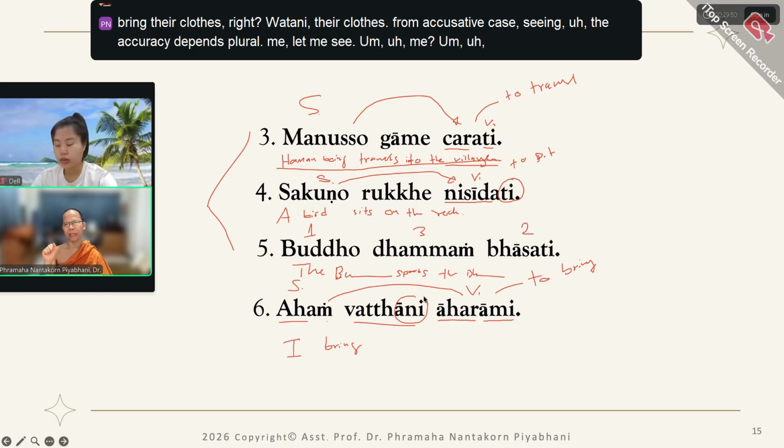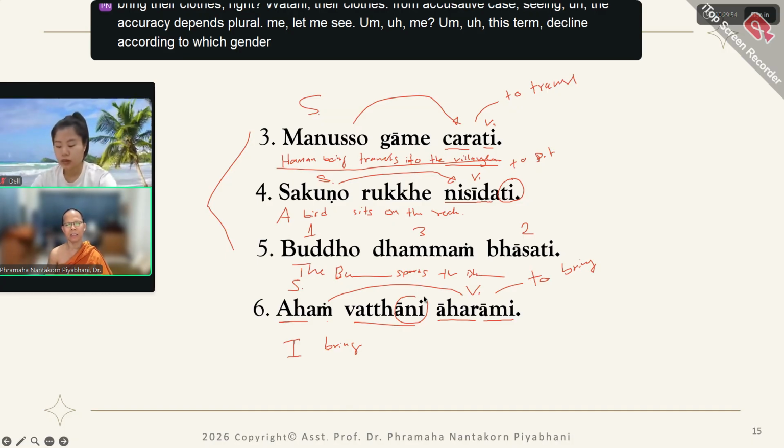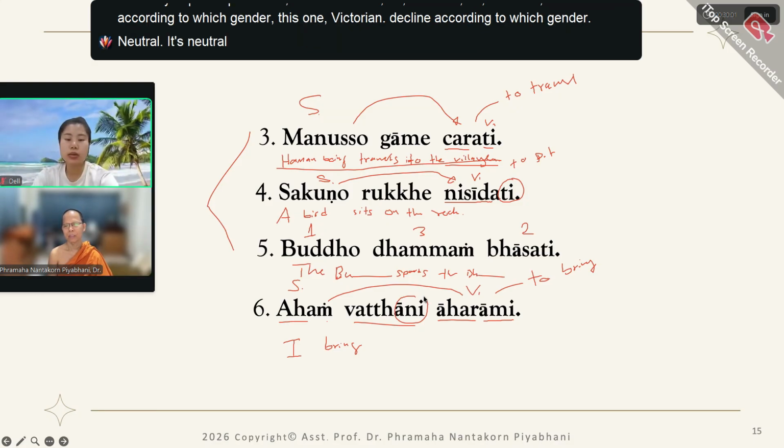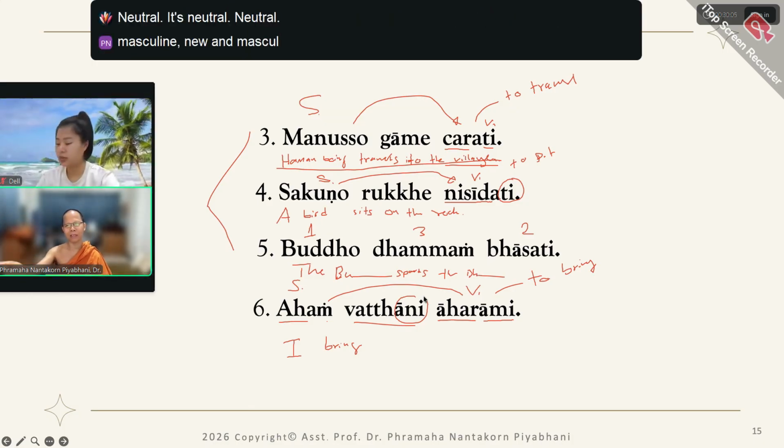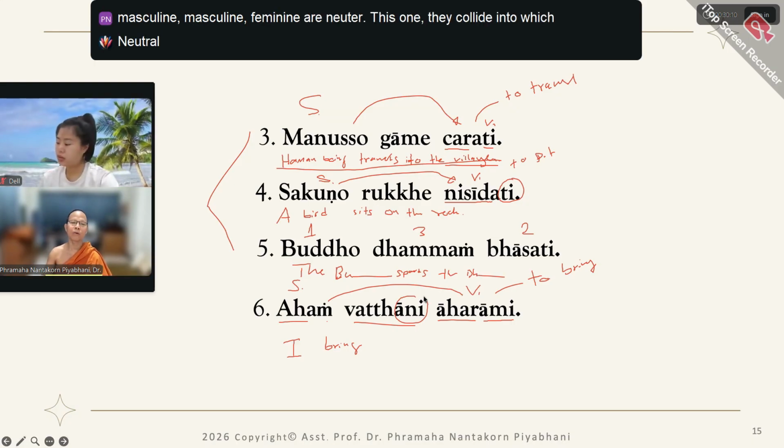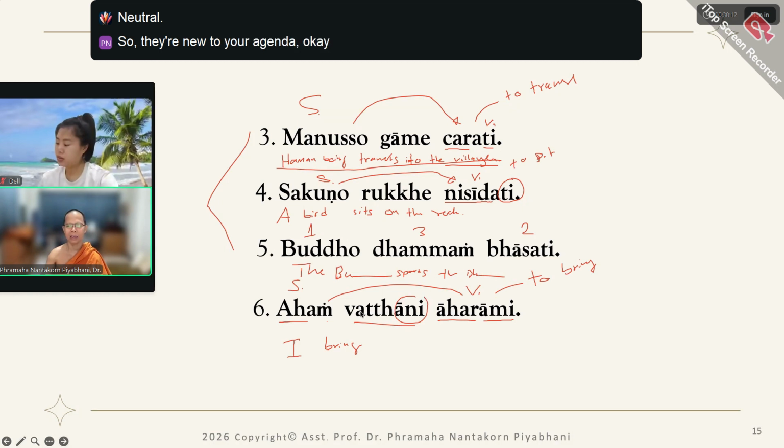This term declines according to which gender? This one, this term Vattami. Neutral. Declined according to which gender? Masculine, feminine, or neuter. This one declines according to neuter gender. Okay.